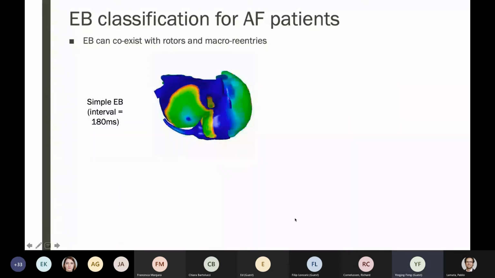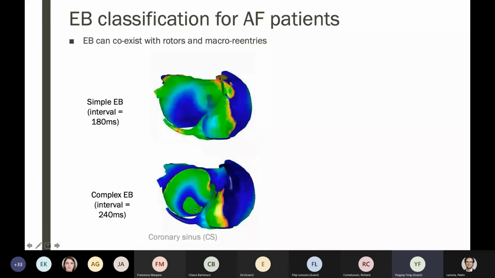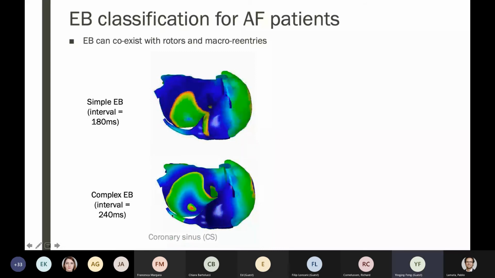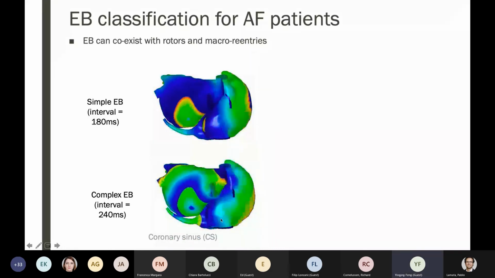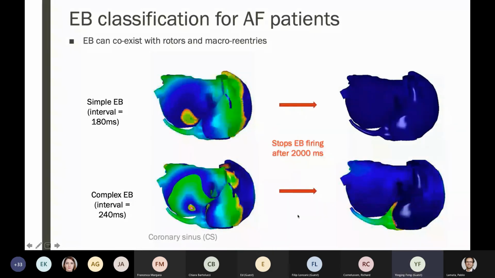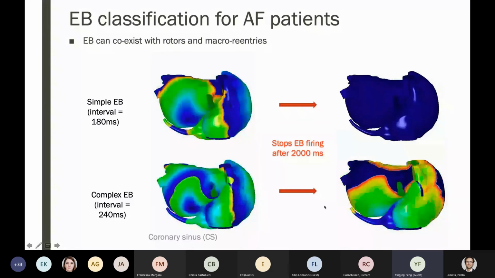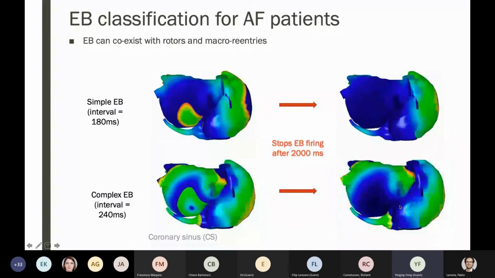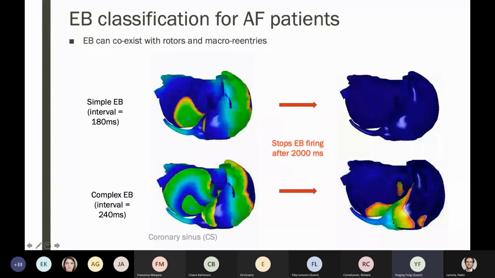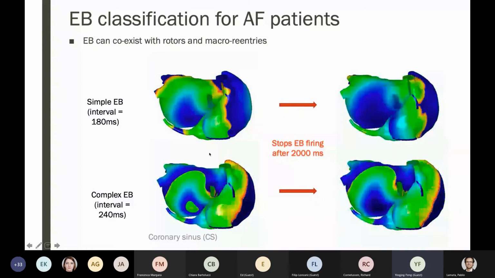An example is that this is a very regular ectopic beat. You can see between beats they are the same. However, for the complex one, if you see the coronary sinus between different beats, the wavefront actually diverges between beats. And once we stop pacing the ectopic beats after 2000 milliseconds, we just let the wave propagate by itself. See the one with the complex ectopic beats, it would sustain a macro reentry. Whereas this simple one, it just disappears.